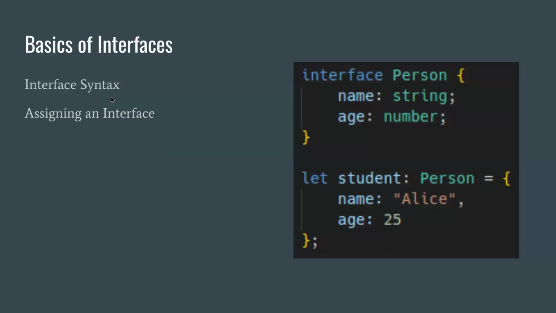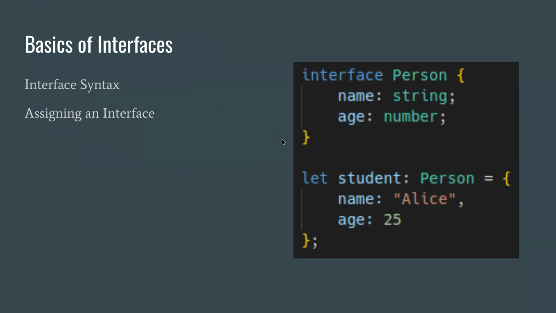Basics of interfaces. So let's look at the basics. An interface in TypeScript is a way to define a contract on a custom type. And interfaces tell the compiler what the shape of an object should be. So here is an example of how you can define a simple interface. We have interface Person, and this Person has name and age, with name as string and age as number.